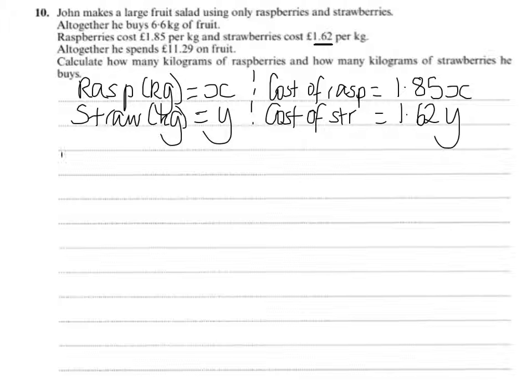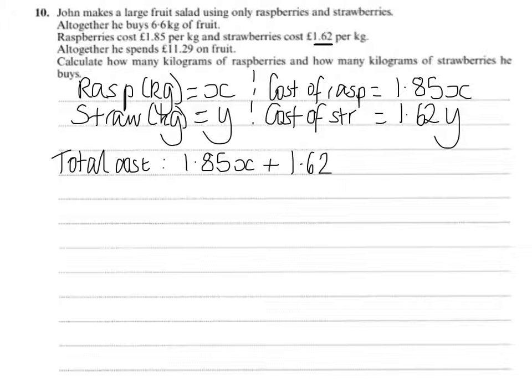So then our total cost, if we write this as an equation, will be the cost of the raspberries, which is 1.85x, plus the cost of the strawberries, which is 1.62y, and the total cost, we're told, is £11.29. So we've set up our equation for the cost.